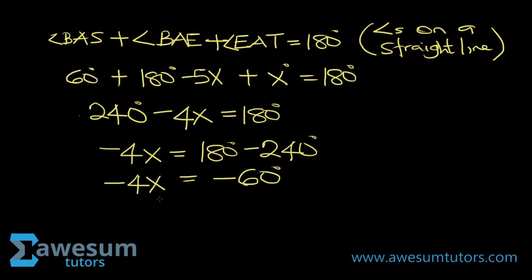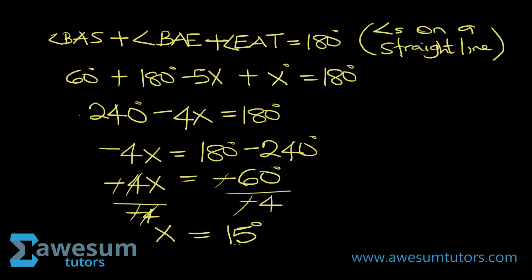Now you are trying to find x. How do you find x? You divide both sides by negative 4, right? So this cancels this, and x is going to give you, negative cancels negative, because negative divided by negative is positive. 60 divided by 4 is going to give you 15 degrees. So the final answer for x is 15 degrees.